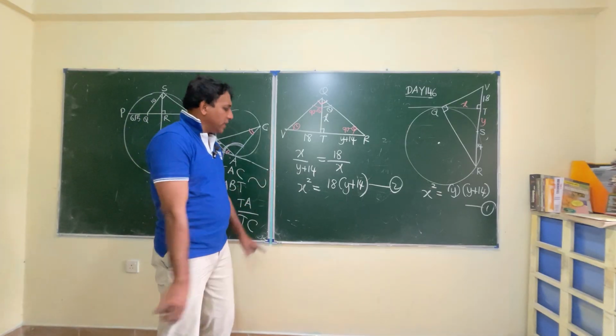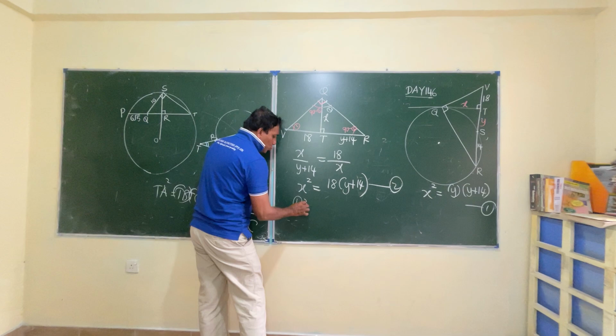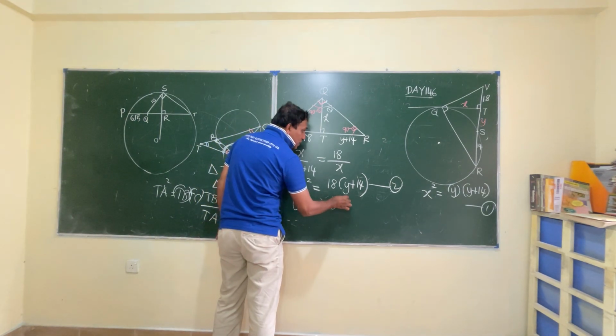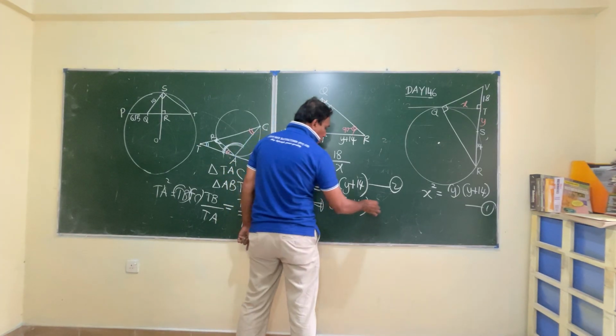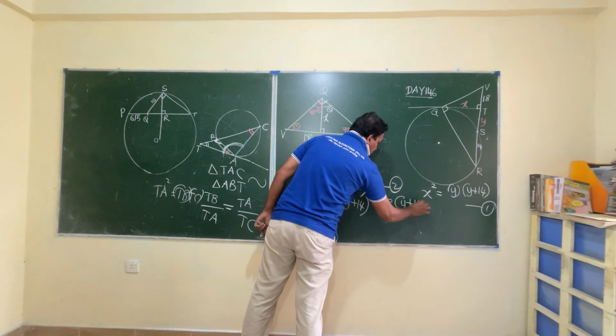Equate the both. Therefore equations 1 and 2 give y into y plus 14 equals 18 into y plus 14. Is it okay?